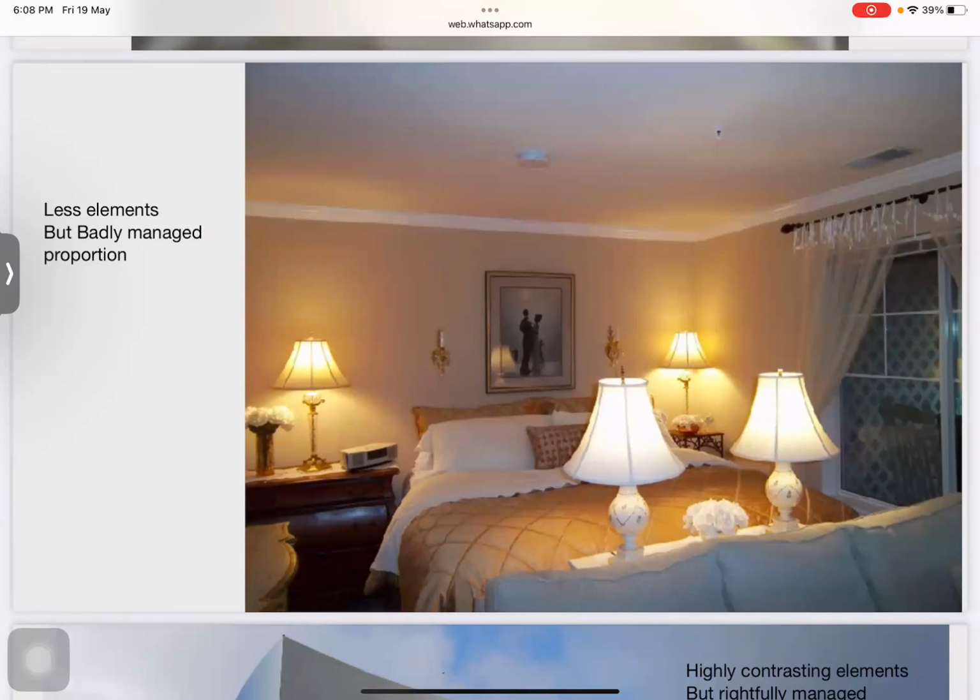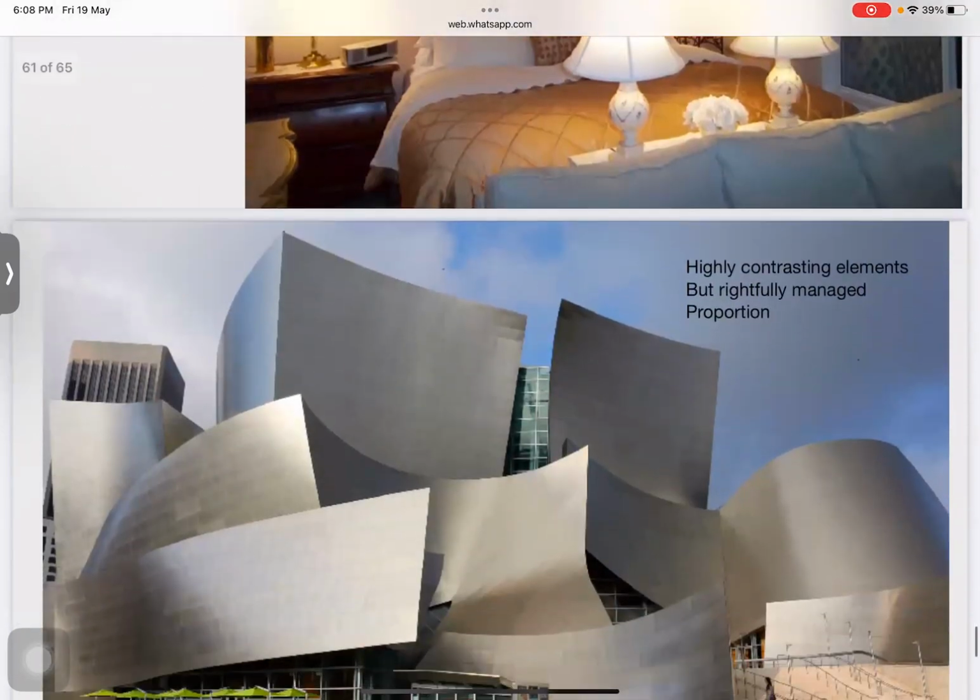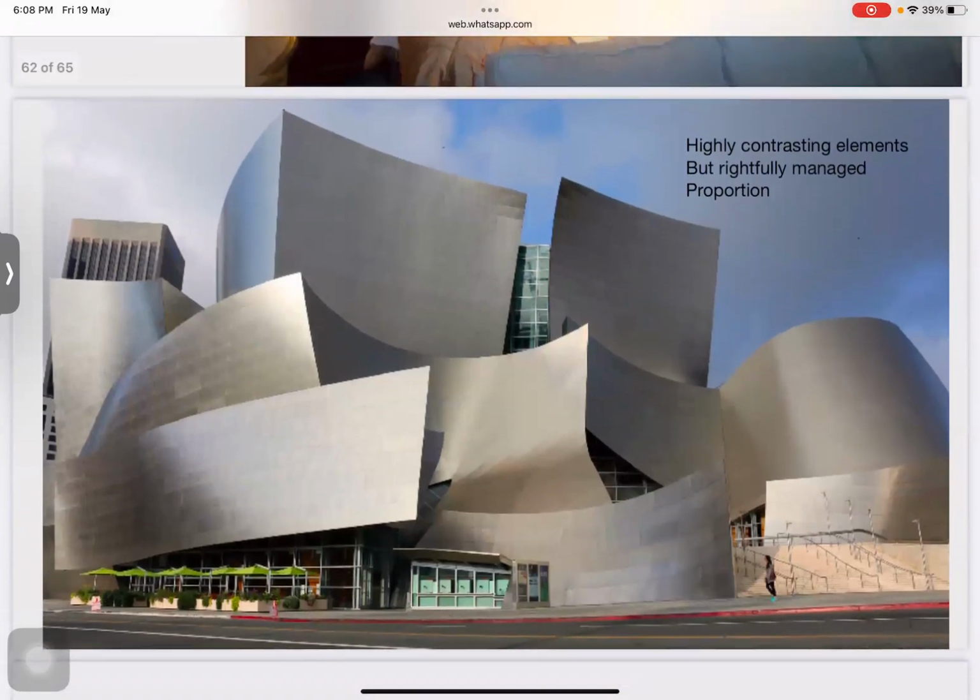Anyways, let's come out of this discussion, this is how things are, and let's come back to our text now. What is there in terms of what we were discussing, proportion? Highly contrasting elements but rightfully managed proportion over here. Best example: name of the structure, built by whom?